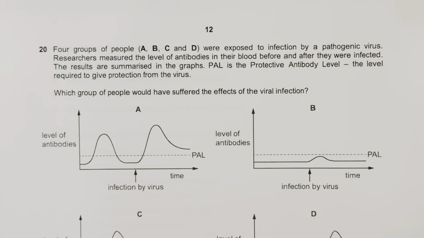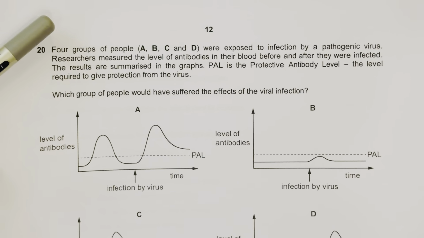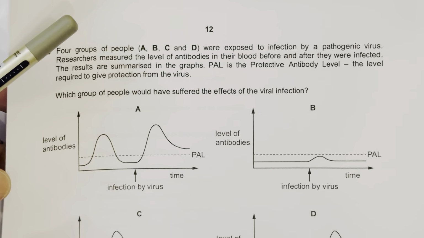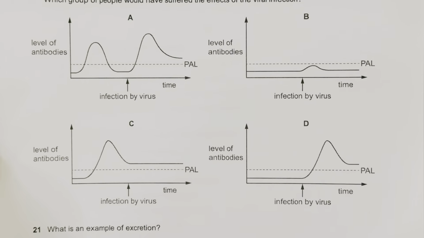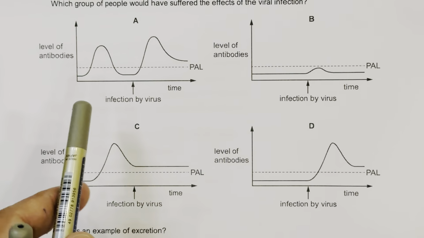Moving to question number 24. Groups of people A, B, C and D were exposed to infection by a pathogenic virus. Researchers measured the level of antibodies in the blood before and after they were infected. The results are summarized in the graph. PAL is the protective antibody level, the level required to give protection from the virus. Then it means that PAL should have a higher value than the infection of the virus. Which group of people would have suffered the effect of the viral infection? So option number A is the wrong answer.